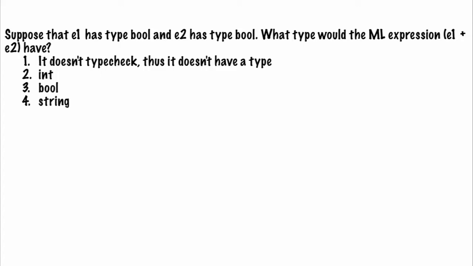There were two questions from the quiz that gave people problems, so I want to look at both in more detail. Here was the first question that tripped a lot of people up. Suppose that E1 has type bool and E2 has type bool. What type would the ML expression E1 plus E2 have?